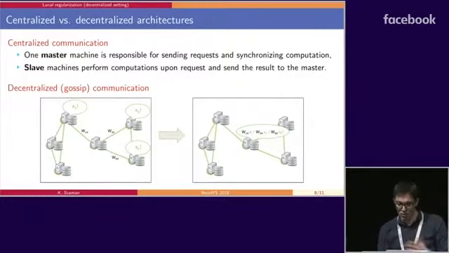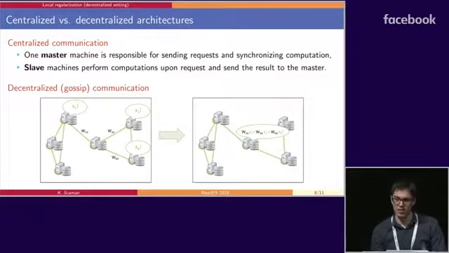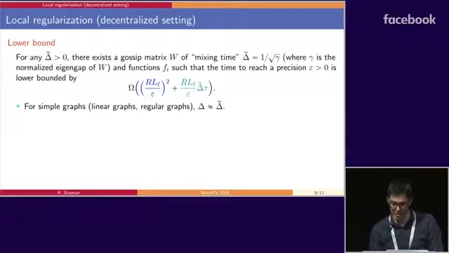Okay, so now quickly for the second setting that we analyze, which is a decentralized communication scheme. The idea is that instead of having a master that synchronizes the communication, we now have decentralized communication based on the gossip algorithm. Each node is going to broadcast a value and aggregate its neighbors' broadcasts by a simple weighted averaging scheme. If we do this, what we can show is that in this setting we do have an optimal convergence rate, so matching lower and upper bounds.